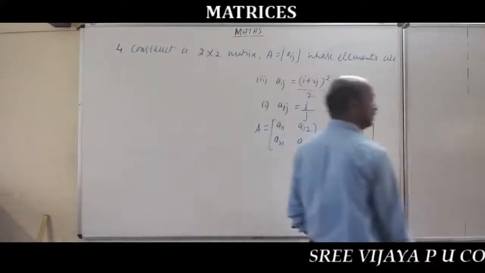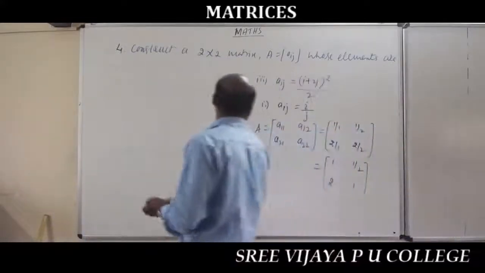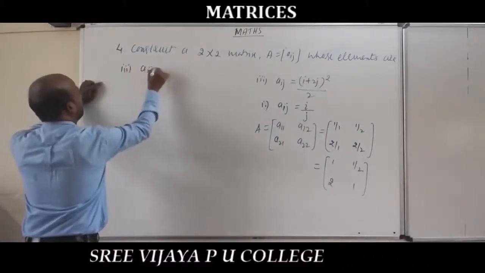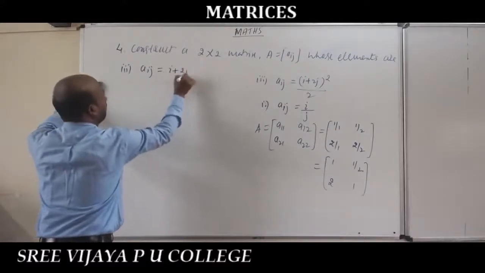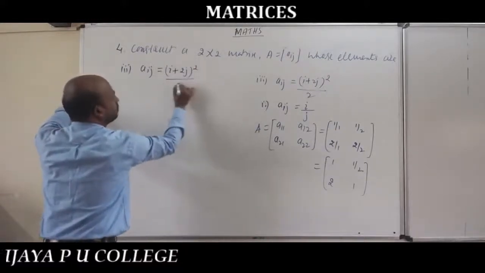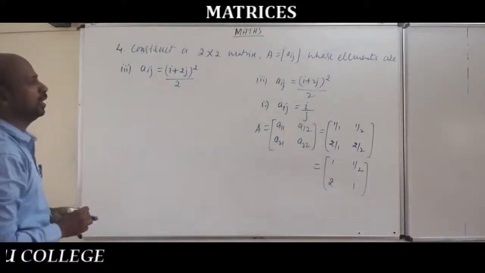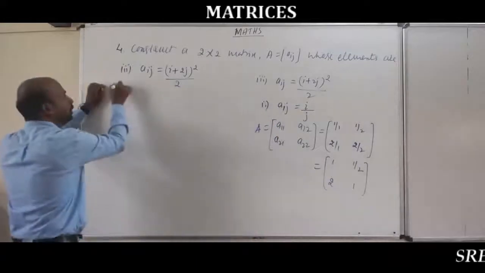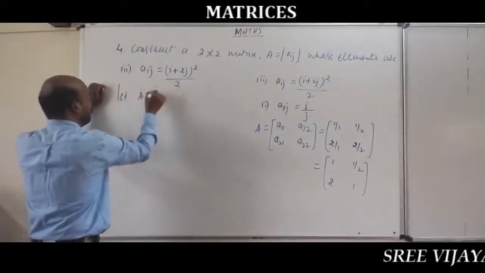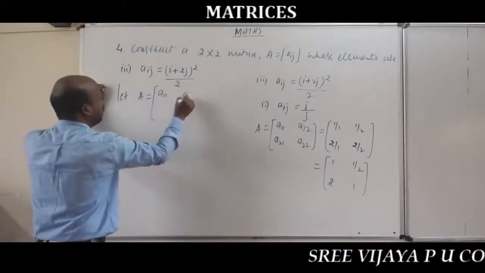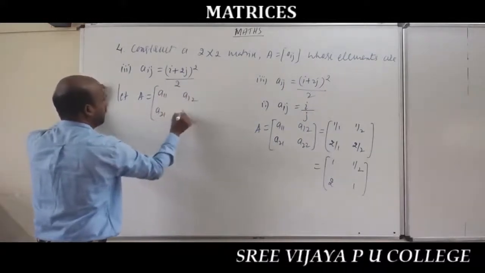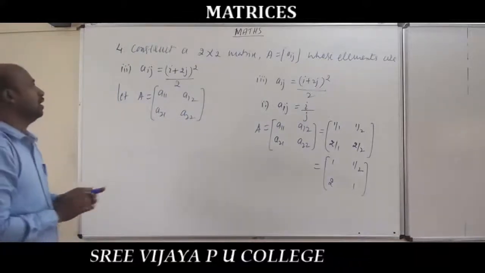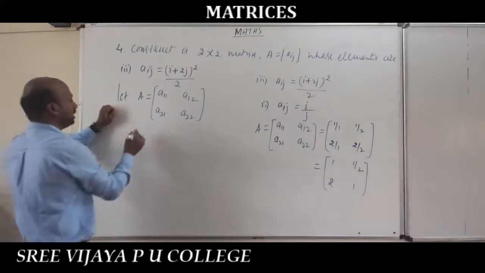Okay, the third one. Aij is equal to (i plus 2j) whole square by 2. (i plus 2j) whole square by 2. A matrix of order 2 by 2. Again, let the matrix A be equal to A11, A12 and this is A21, A22. Okay, a matrix of order 2 by 2. So that is equal to.